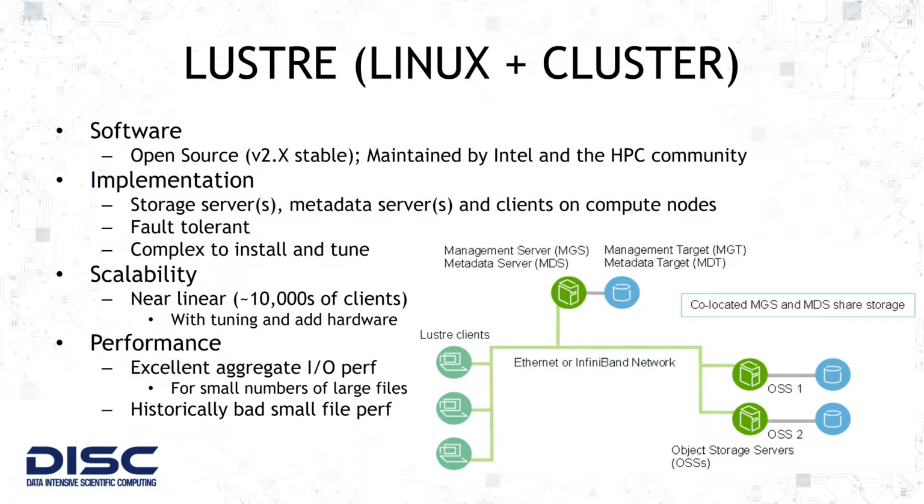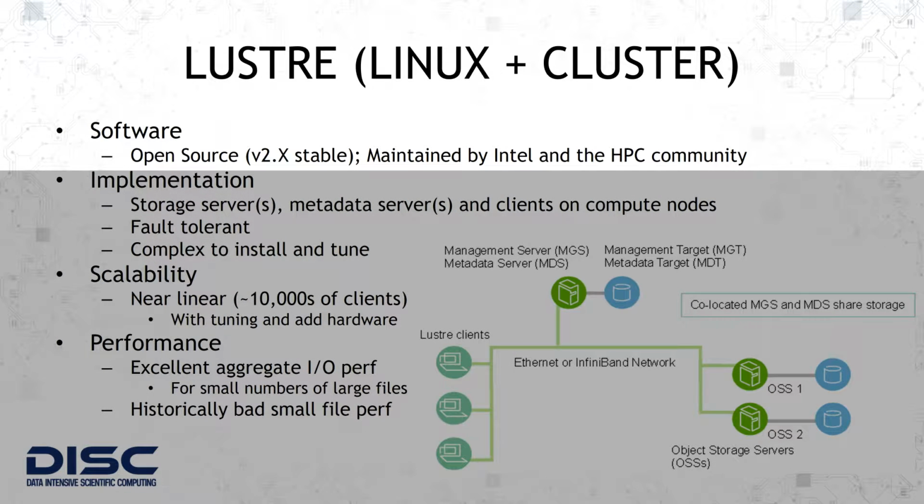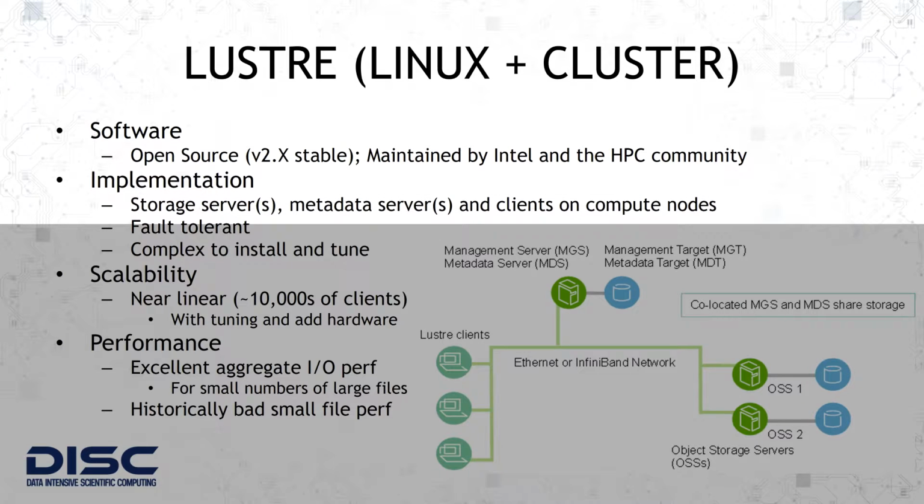Lustre is the second distributed file system that we're going to talk about. It's named based on an amalgamation of Linux and Cluster. It is open source. It is currently at version 2 for the stable variants. It has multiple maintaining communities, primarily Intel on the commercial side, and then a number of HPC centers that have gotten together to help maintain Lustre for the community.